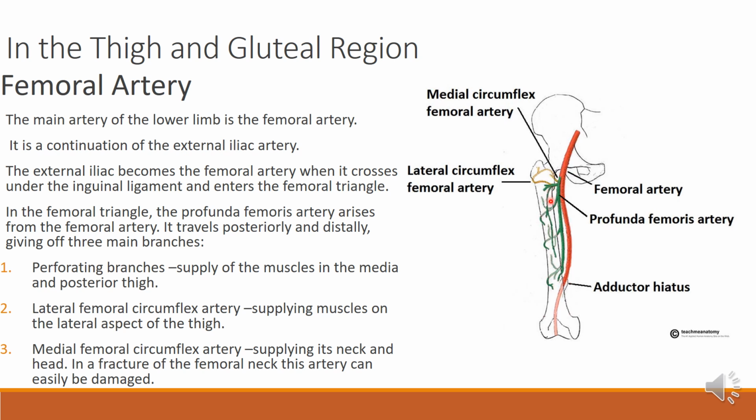It supplies the posterior part of the thigh. The medial circumflex femoral also supplies the head and neck of the femur. So, this artery is affected in case of fracture of the head and neck of the femur. These are the perforating arteries. They supply the muscles in the medial and posterior thigh. Lateral circumflex femoral artery supplies the muscles of the lateral aspect of the thigh.